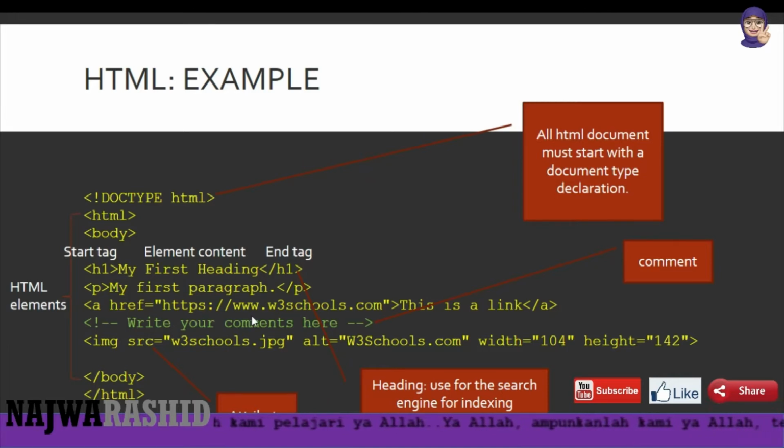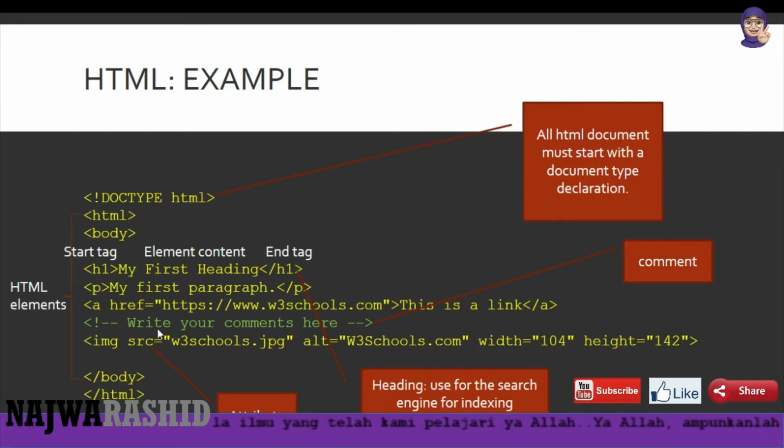How to write a comment in your HTML document. This is the format on how you can write your comment. For example, write your comment. It starts with this symbol, followed by dash, and ends with two dashes or double dash.